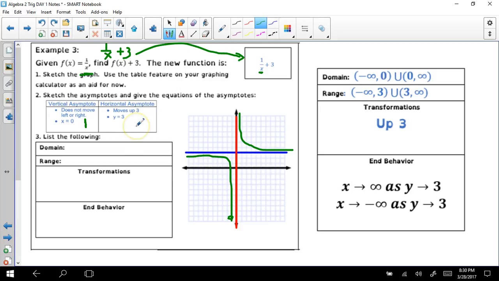However, because I do move up 3, that's going to affect my horizontal asymptote in this case. So since we move up 3, we're going to take the y equals 0 from the parent function, add 3 to it, so we get y equals 3. And that sends us to this horizontal asymptote, the blue line right there.